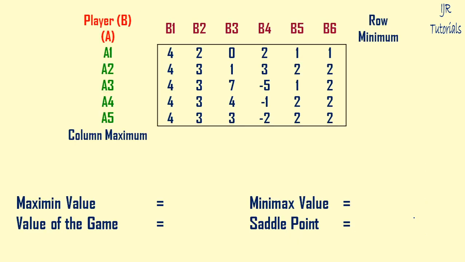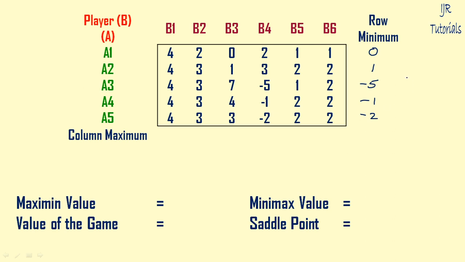Let us do the process by adding one column and one row under the names row minimum and column maximum. Under row minimum, we need to identify the minimum number of each row. In the first row, for A1, 0 is the minimum. The second row minimum is 1. Third row minimum is -5. Fourth row minimum is -1. Fifth row minimum is -2.